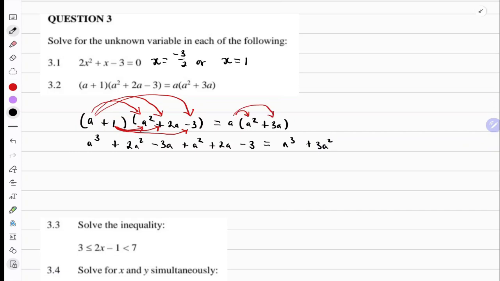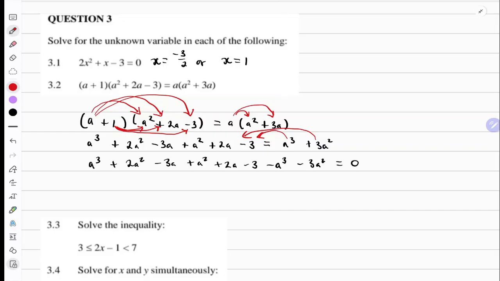So the next thing to do is to take all the terms to the left side of the equation. So it's a cubed plus 2a squared minus 3a plus a squared plus 2a minus 3 minus a cubed minus 3a squared is equal to 0. So I've essentially just taken those terms to the other side of the equation.